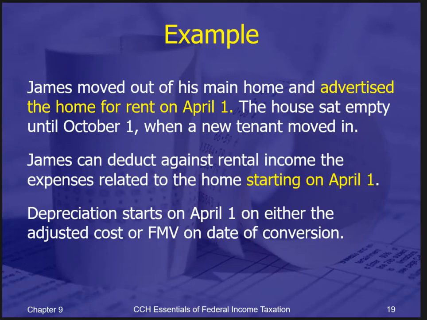Okay, example, we moved out on April 1st, but it sat there till October 1st, couldn't find anybody to rent it. We get to start taking deductions for the expenses on April 1st, and then the depreciation starts that same time, based on either the adjusted cost, which we originally paid for it, or fair market value, whichever is less.